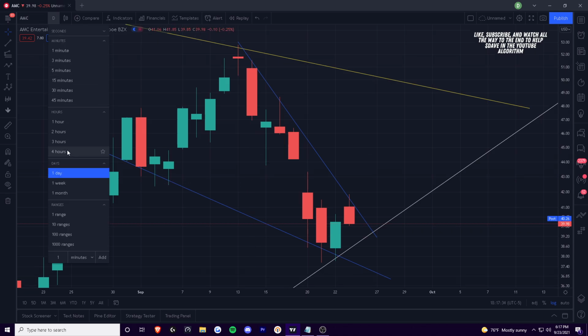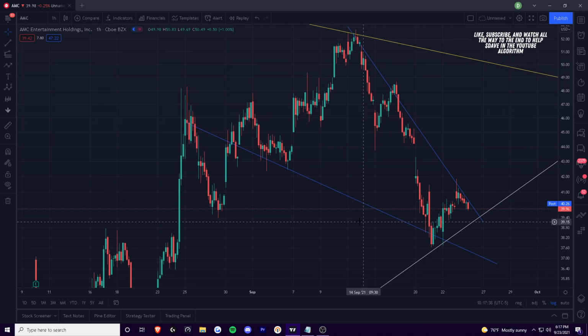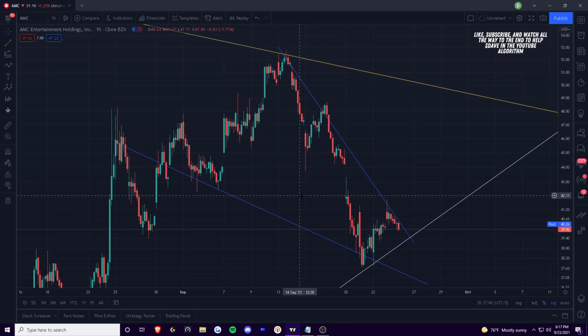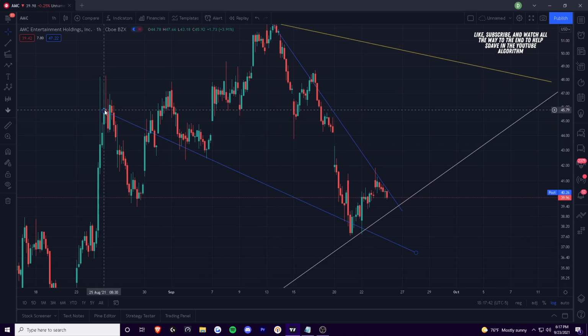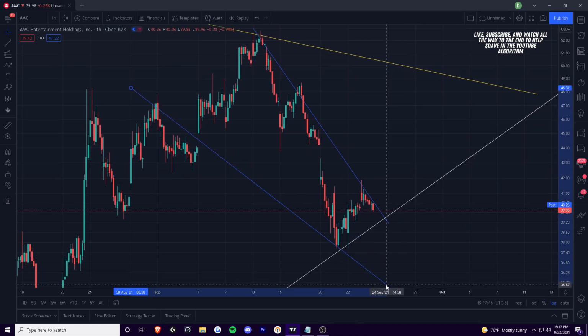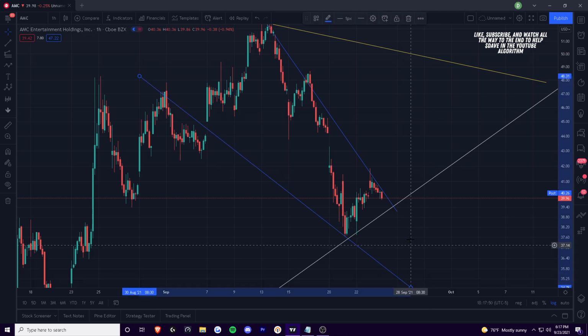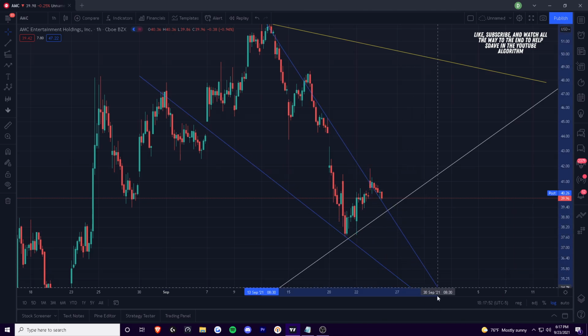And then I want to get a little bit more granular here. Let's look at the hour chart and see where we are in regards to this. So this is how I've been charting it. And you could move this wedge this way if you wanted to, and it would still be valid. So you could build a thesis that says we might stay in here a little bit longer.